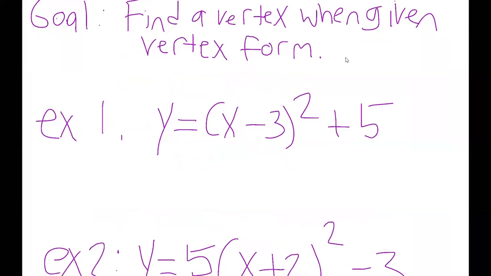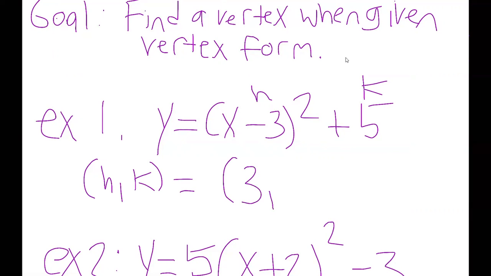So this first example, we have y equals (x minus 3) squared plus 5. Your h in that formula comes from the inside of your parentheses and your k value comes from the outside. So remember, your vertex is h comma k. So in this problem, when we pull out our h, you got to do the opposite. Since that's a minus 3, you're going to pull out a positive 3, and then your k value stays the same. So your vertex would be 3 comma 5. Let's look at another one.